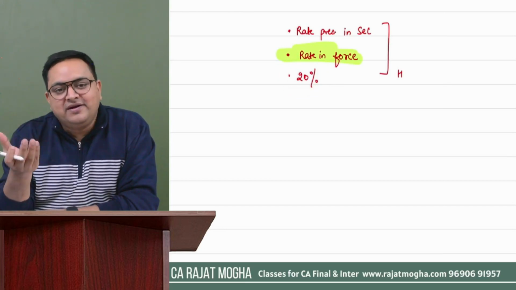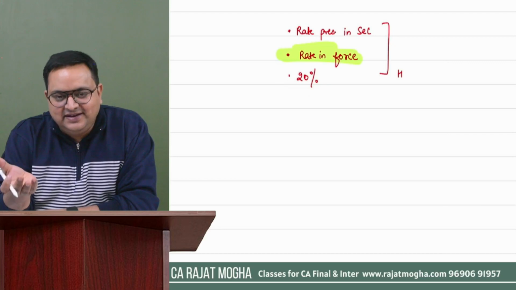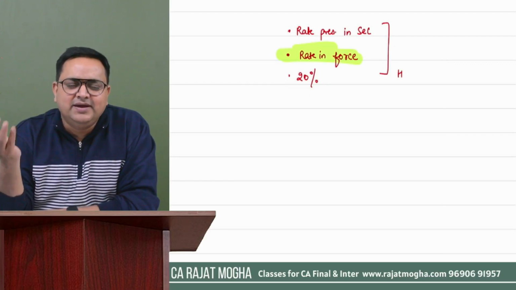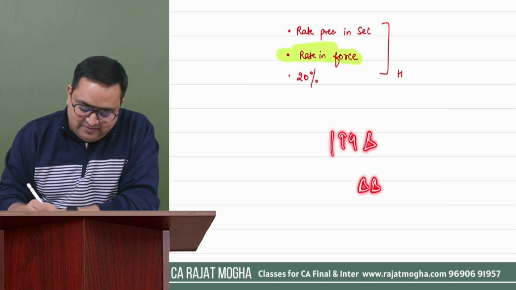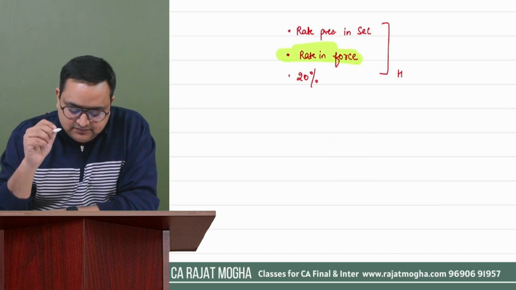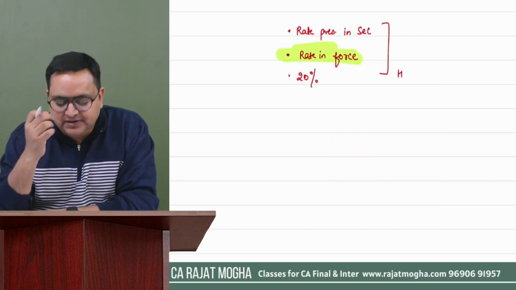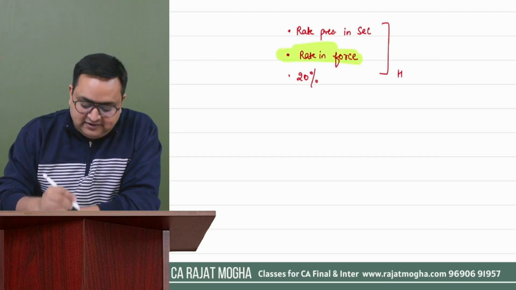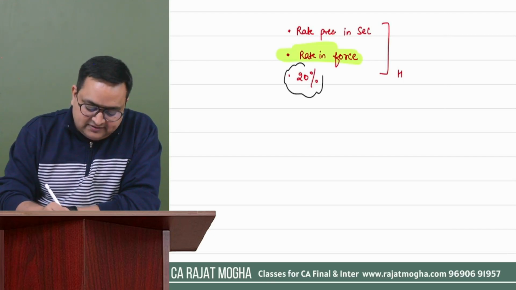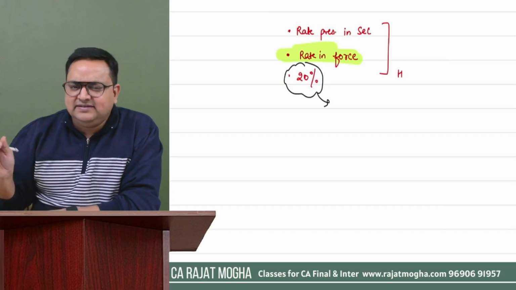But yes, if the normal rate of TDS is 30%, in case of 194B, double B, not BBA, it's a BA, 194BA online gaming, then it could be 30%. Here, one more thing, there is one section which is pending, because I have discussed with you that I'll be discussing it with the TCS provision.